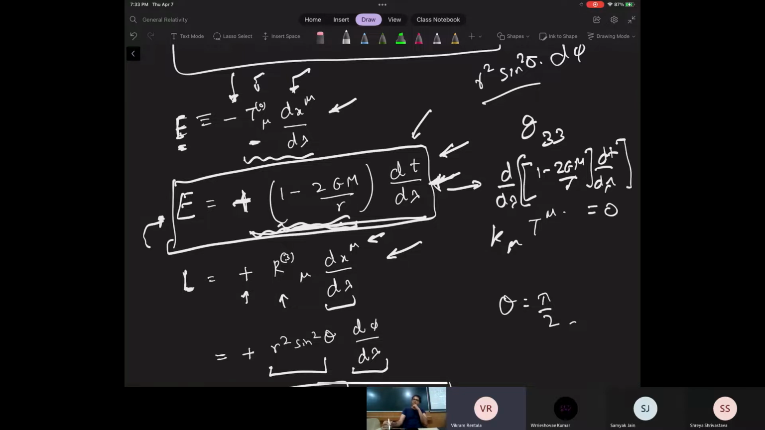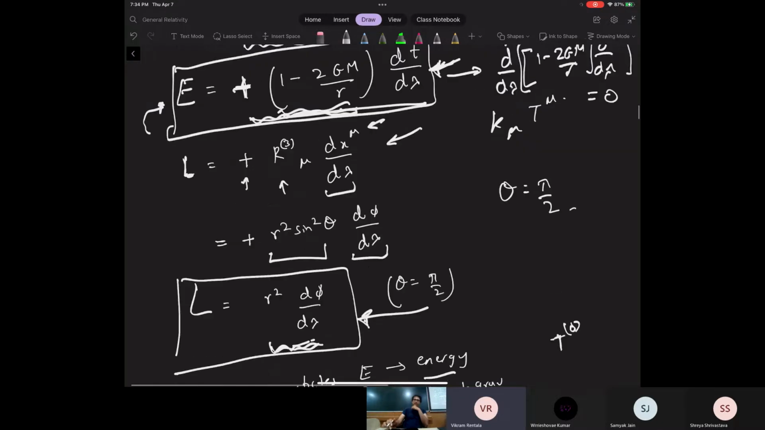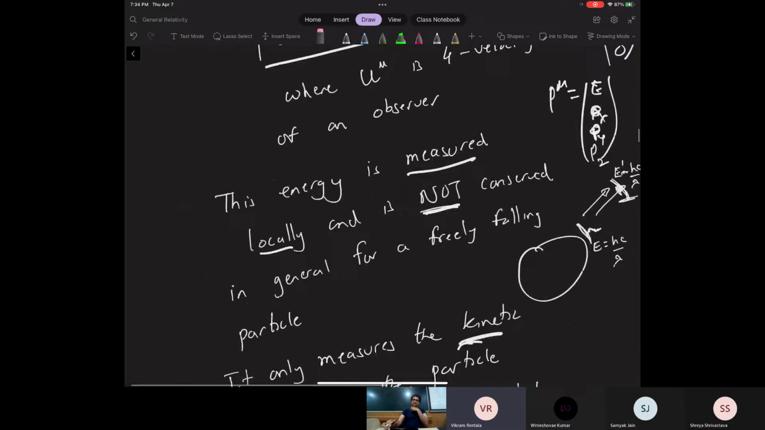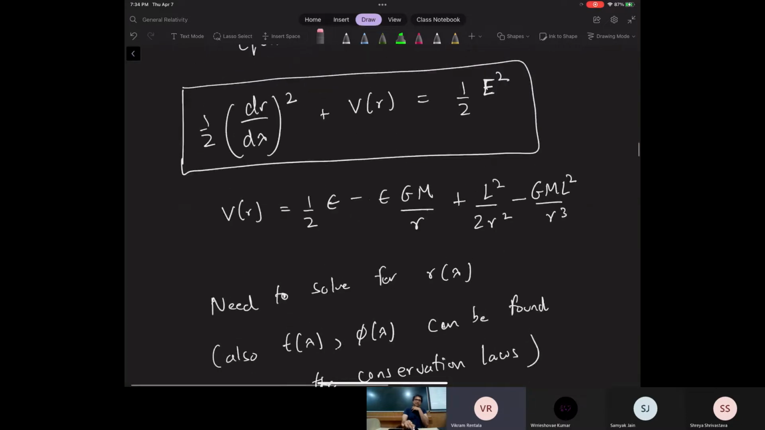So what you can see is that if I differentiate this, I'll get terms like d square t by d lambda square. So from the geodesic equations, which involve d square t by d lambda square, I can eliminate the d square t by d lambda square. Similarly, you can do this for the other equations. And what you can get at the end is just a single equation which depends only on dr by d lambda and only on r. It doesn't depend on theta and phi. So you get one simple equation like this.